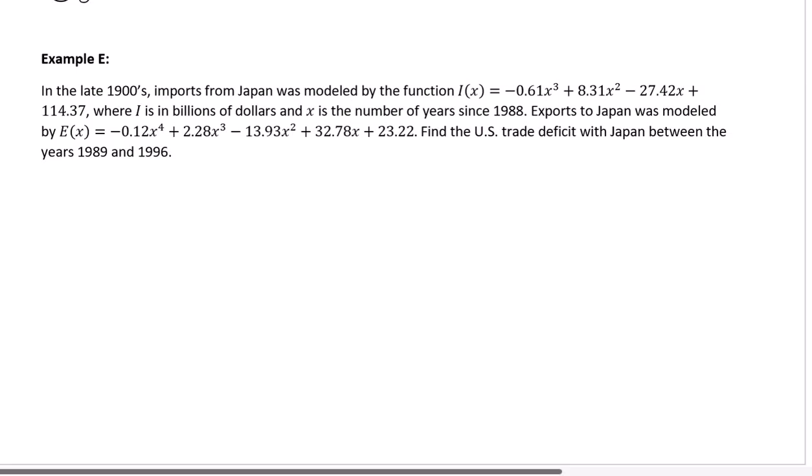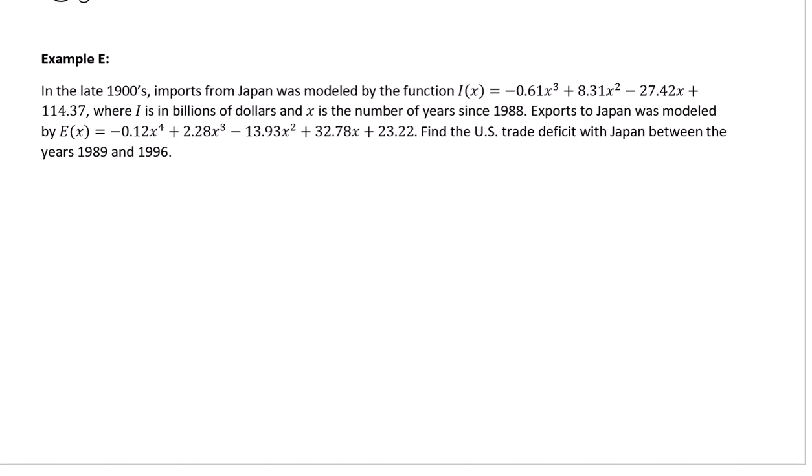An example E, in the late 1900s, imports from Japan was modeled by the function I of X equals negative 0.61 X cubed plus 8.31 X squared minus 27.42 X plus 114.37, where I is in billions of dollars. And X is the number of years since 1988.